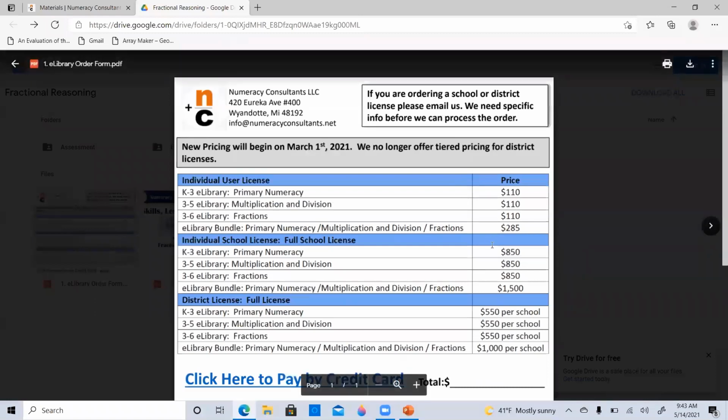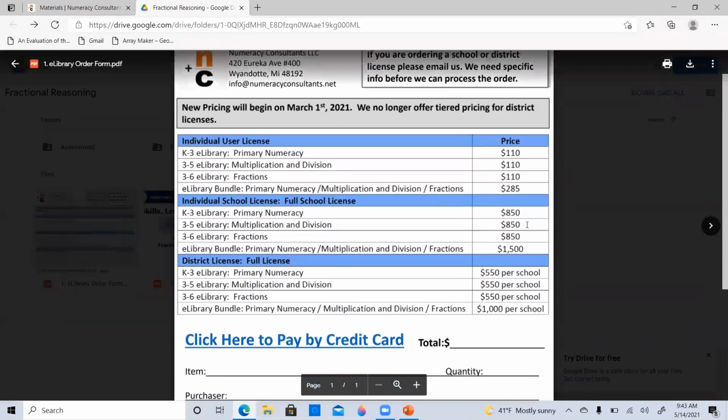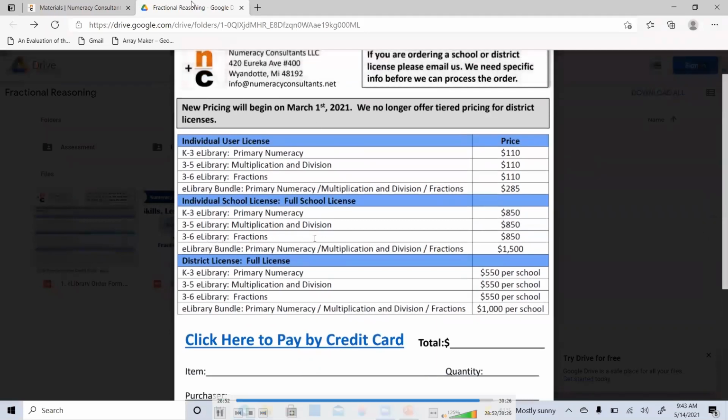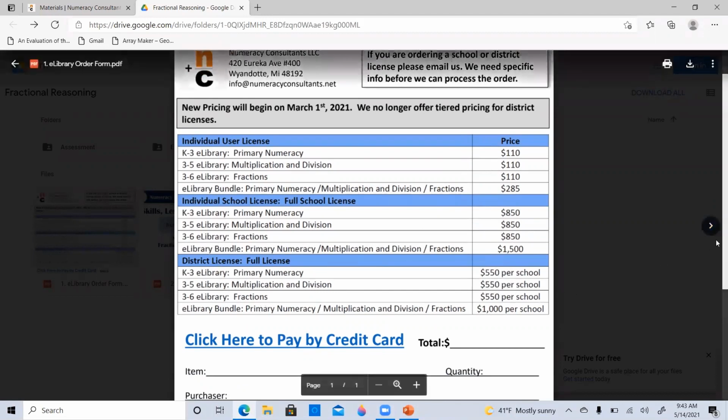If you're interested in just buying a single license for the 3 through 6 fractions, it's $110. If you want to purchase it as a bundle with the other 2 programs, it's $285. For individual schools, it's $850 for a single license for fractions, or if you bundle all 3, it's $1,500. And a district license is $550 per school for either one, and if you bundle all of them, it's $1,000 per school.